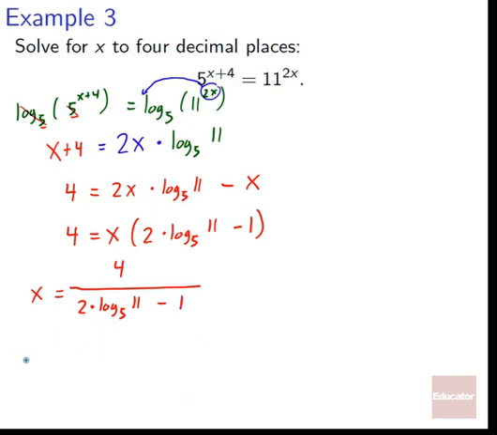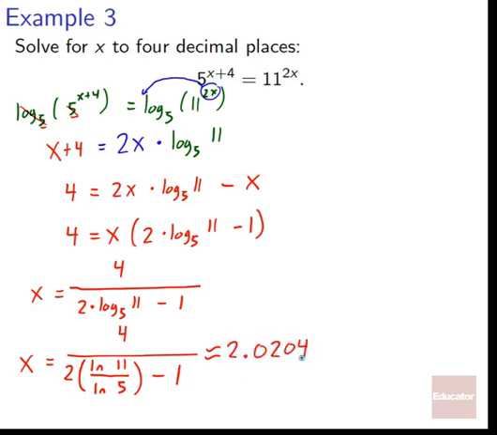We can use the change of base formula. x equals 4 over, because we probably want to be able to use a calculator, and lots of calculators can't do log base 5. So 2 times log base 5 of 11. So let's go with natural log, just because I like natural log. So natural log of 11 over natural log of 5, minus 1. Now, that guy looks kind of ugly, and he is. He's going to take some work through a calculator, but you work it through with a calculator, and you'll get that that's approximately equal to 2.0204 once you round it down.